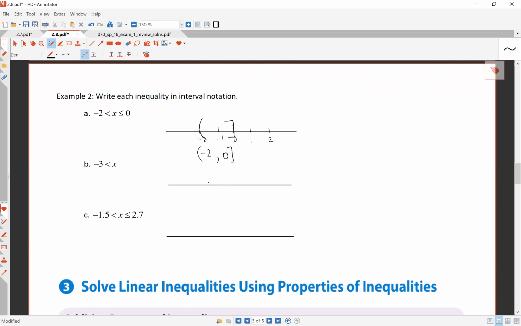-3 is less than x, or x is greater than -3. We go to -3 on the number line, and we go everything to the right, but not including -3 this time. And so the interval goes from -3 to positive infinity, not including the -3, and we never include the infinity.